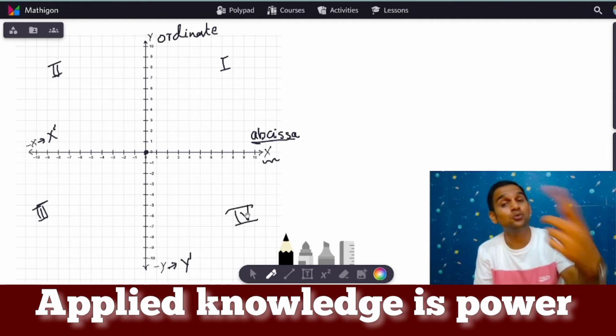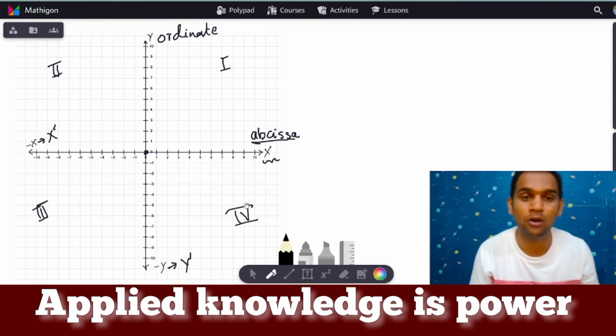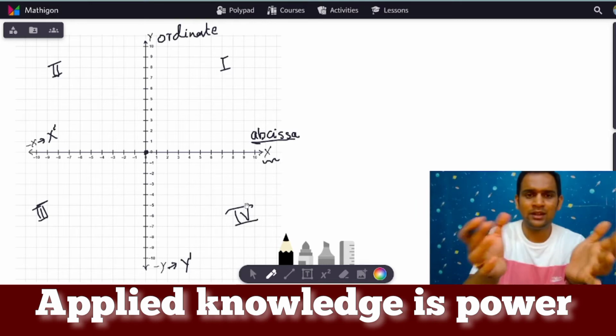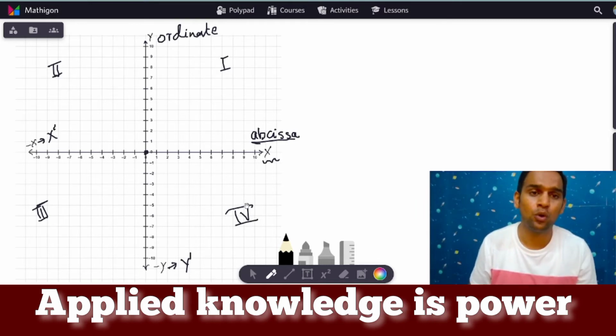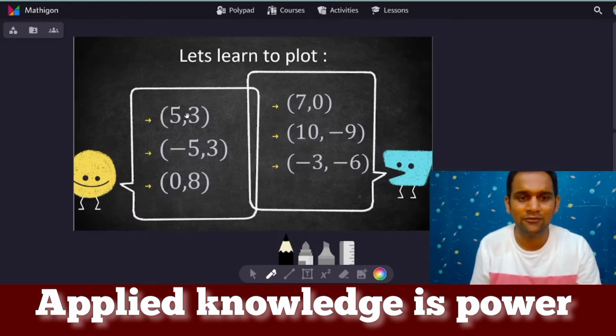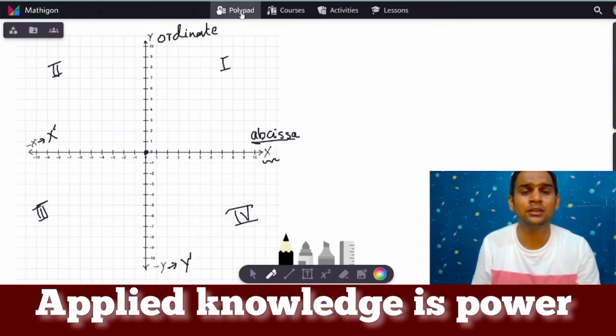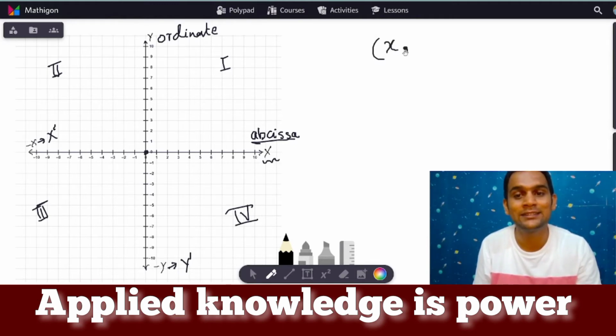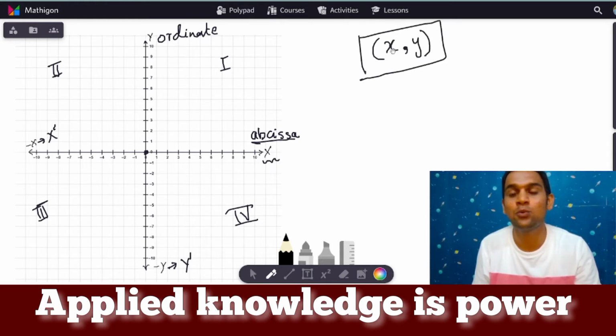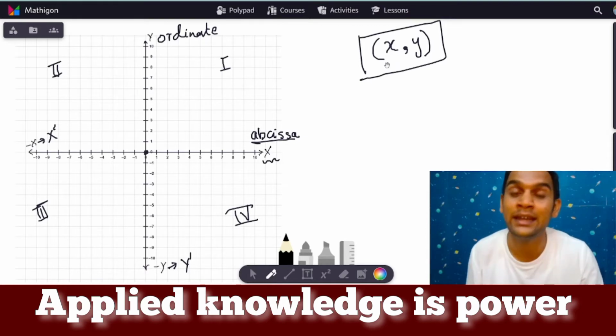So now we will try to understand what is the nature of points in the different quadrants. Now, when we look at the points which we had, 5, 3, -5, 3, 0, 8, it is written in comma and a bracket form. What is the understanding of that? So this is called the ordinate form, where we write first the value of x and then the value of y. So these x and y are called the coordinates.